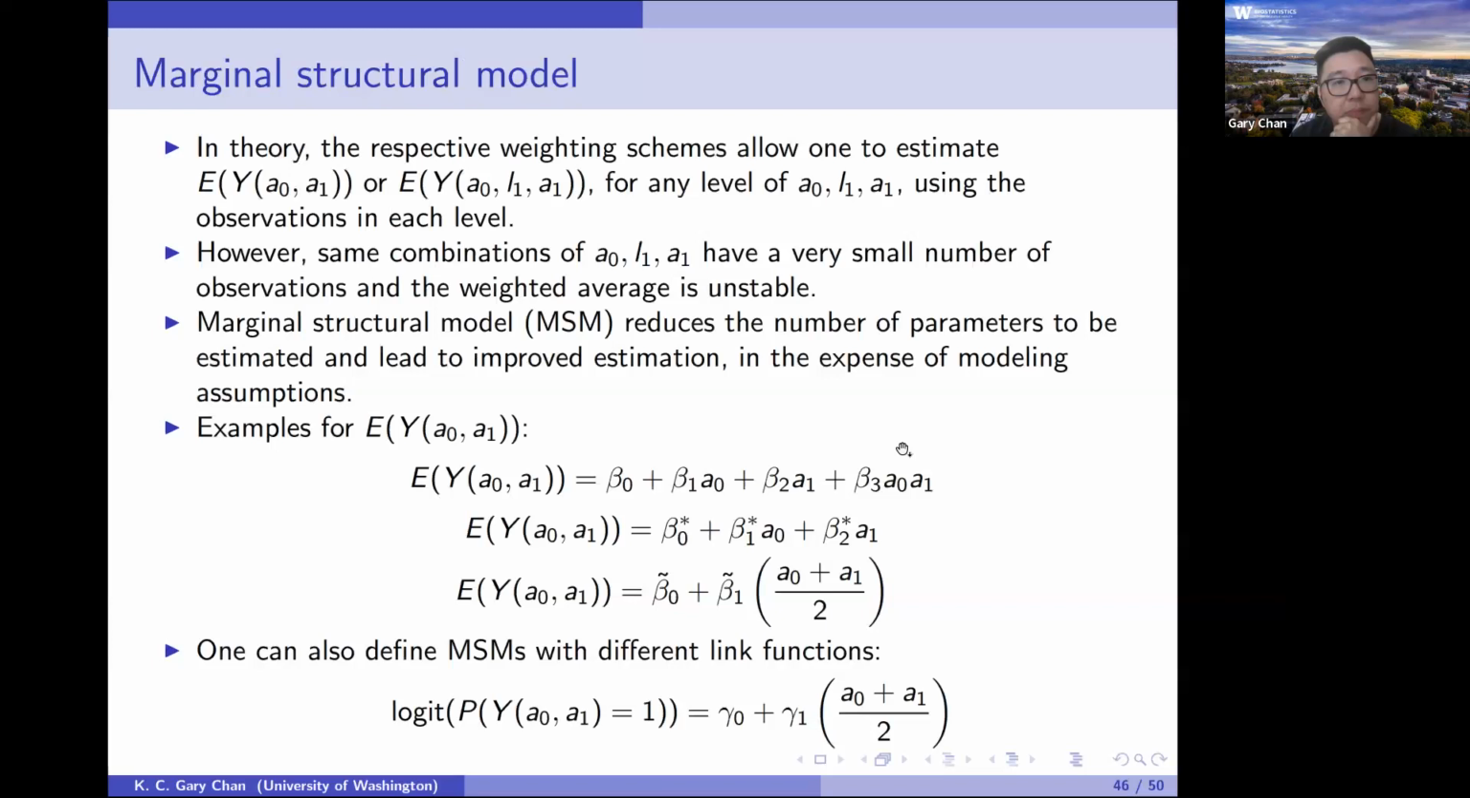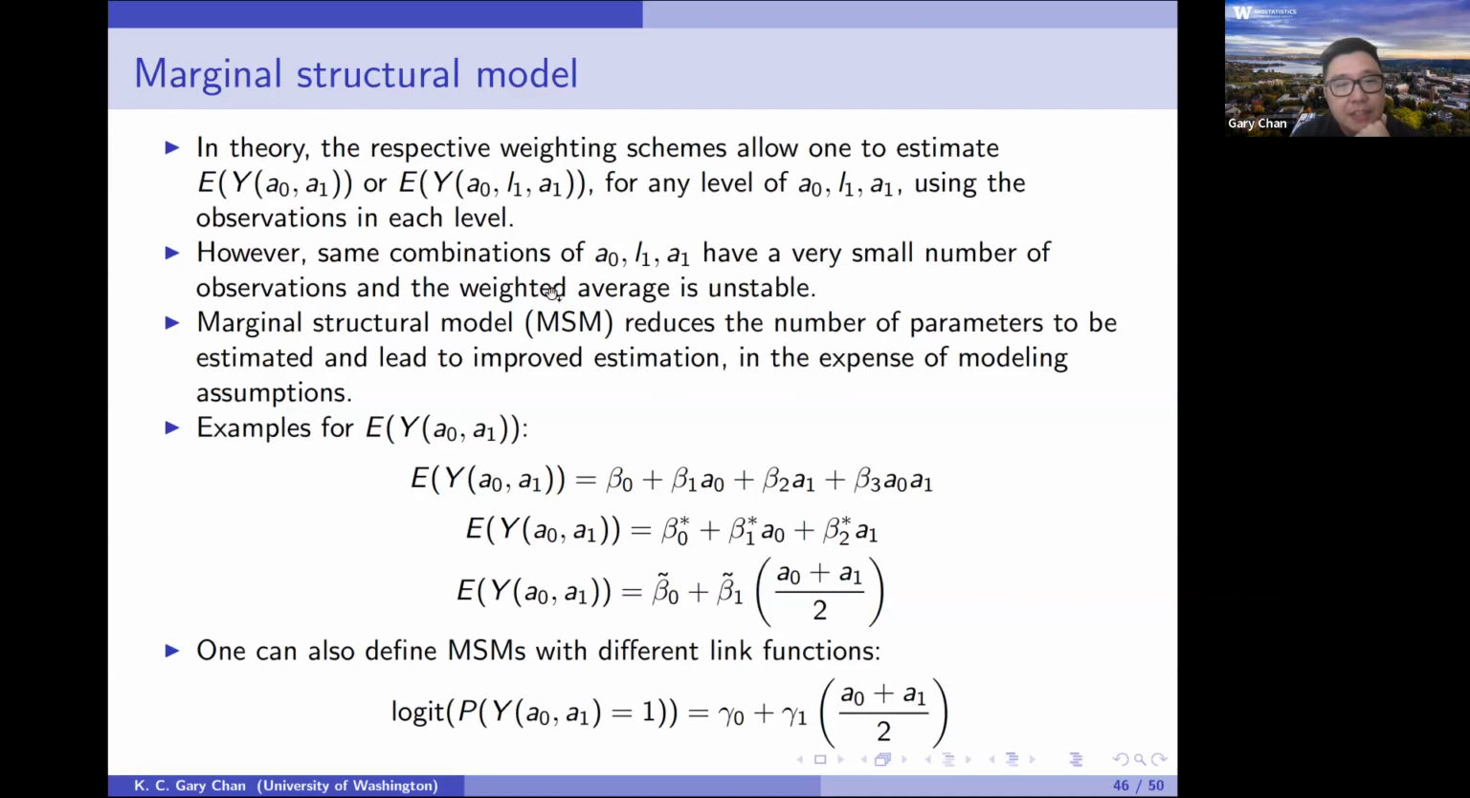I guess the next concept is what I called the marginal structural model. In theory, the weighting schemes allow one to estimate the mean of the working counterfactuals for any level of A0, L1, A1, using the observations in each level. But your observed data might have a very small number of observations in a certain level. Say you might have very few people who do not take the treatment in the first visit but then take the treatment in the second visit. So even though the weighting scheme allows you to estimate from just those individuals, because there are very few of them, the estimated average is unstable.